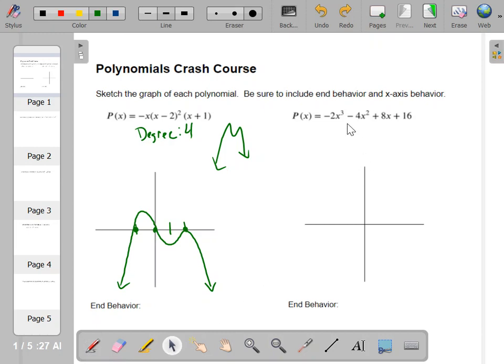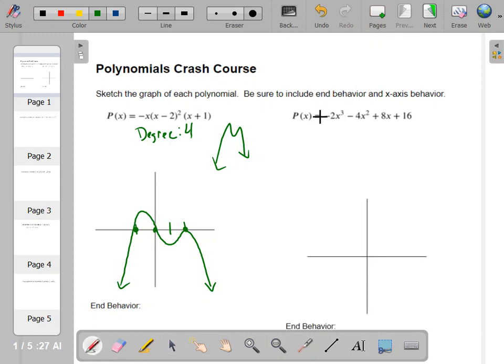This next one is not in factored form, which means the first thing you need to do is factor it. I'm going to see if I can first just factor out a negative because this bothers me. So negative, and now I have 2x cubed plus 4x squared minus 8x minus 16. Now I'm going to try and factor this. Does grouping work? I think it does. I'll do 2x squared as my GCF, and I have x plus 2.